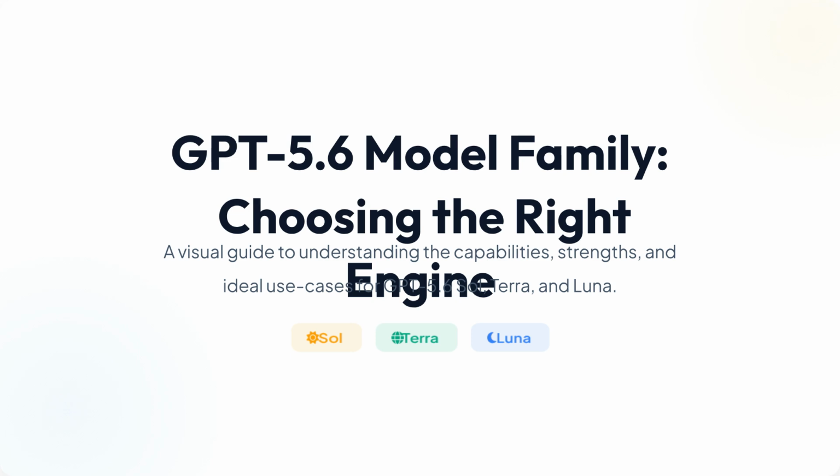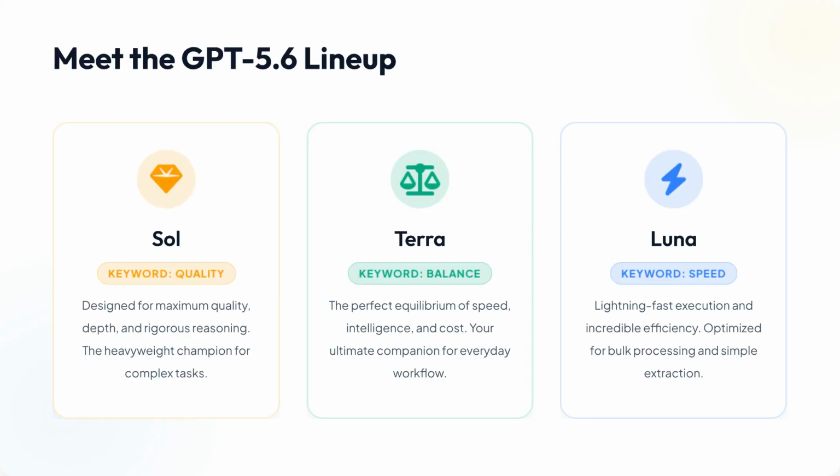Welcome to this video guide on the GPT 5.6 model family. We'll explore the unique capabilities, strengths, and ideal use cases for SOL, TERRA, and LUNA to help you choose the right engine for your needs. Meet the GPT 5.6 lineup. SOL focuses on quality, TERRA provides balance, and LUNA is optimized for speed. Let's break down each model in more detail.